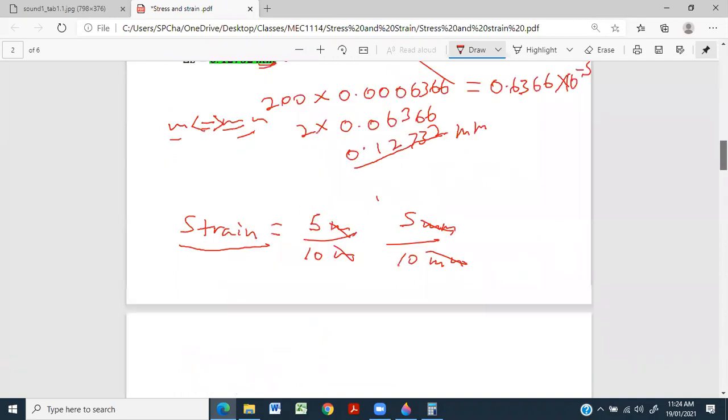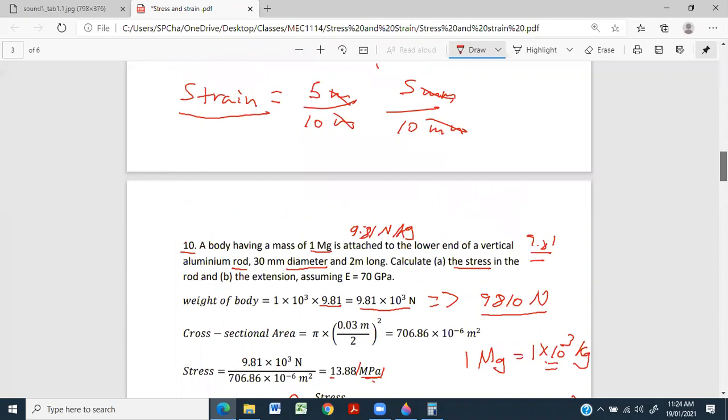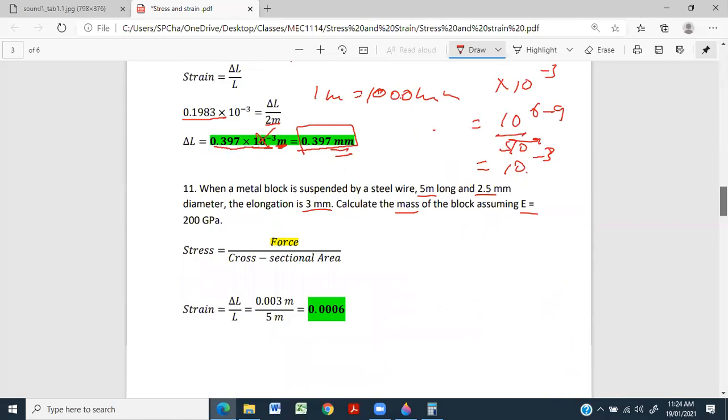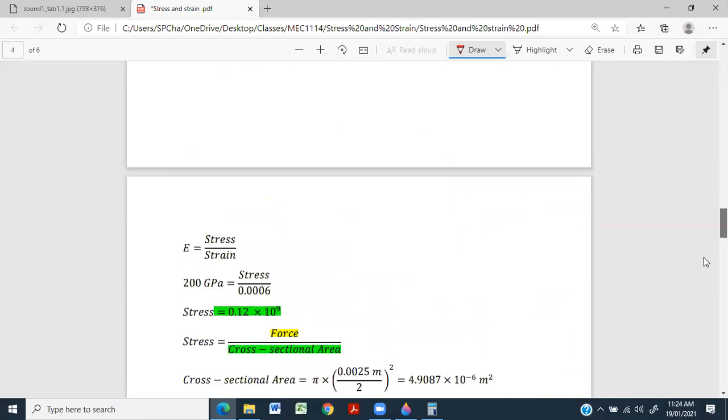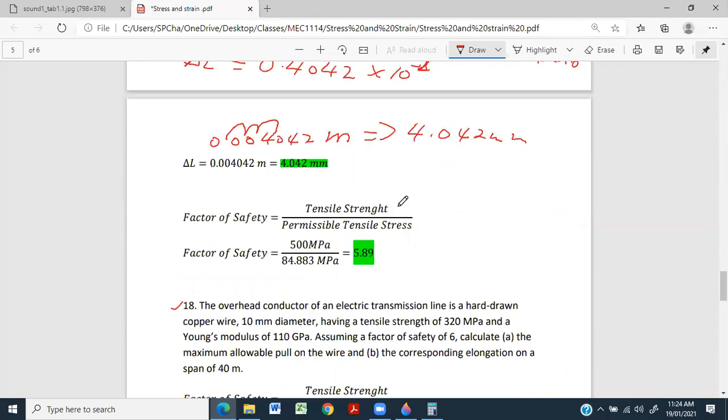That's what factor of safety is. It's just a number that tells us how safe the system is with respect to the forces that we're going to be applying in the system. So the formula for factor of safety is tensile strength divided by permissible tensile strength. And factor of safety, or safety factor sometimes, is just a number that tells us that.